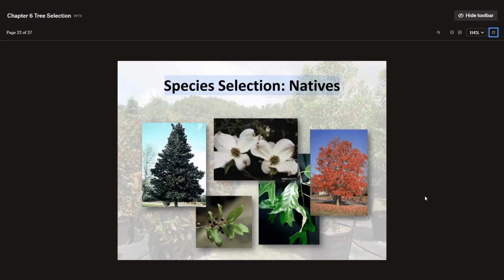But there are other varieties that will take over, like your mimosa trees. Those are very invasive. And do they grow well? Sure, they grow like wildfire. And that's the problem. They're crowding out our natives. So you want to try and pick natives when you can.